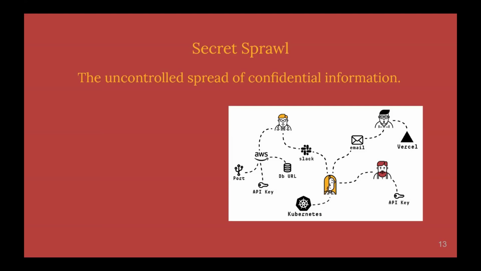Secret sprawl is the uncontrolled spread of confidential information. This can occur in various forms, such as passwords shared in email chains, multiple personal Slack chats, or even passwords being passed around on sticky notes. Every instance of secret sprawl poses a unique security risk, and as previously mentioned, the potential for a security breach carries significant financial and reputational costs. It is then crucial to find a more secure alternative. From these challenges, a solution emerged.